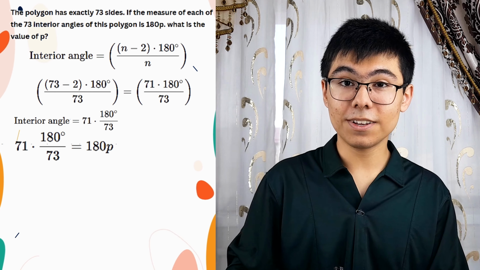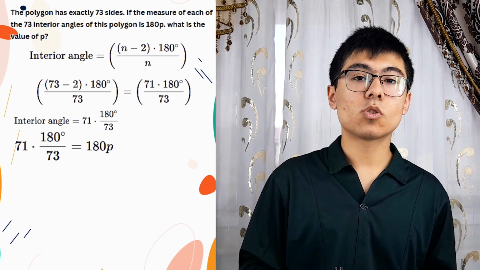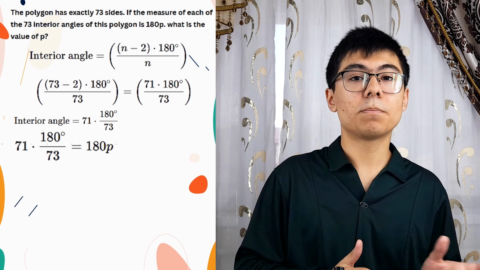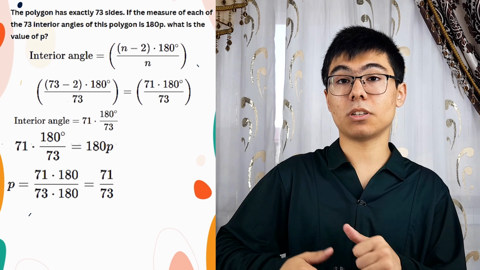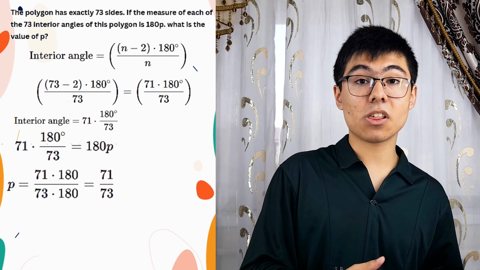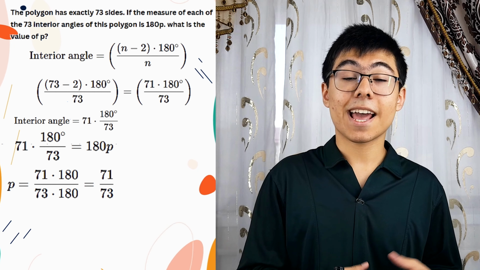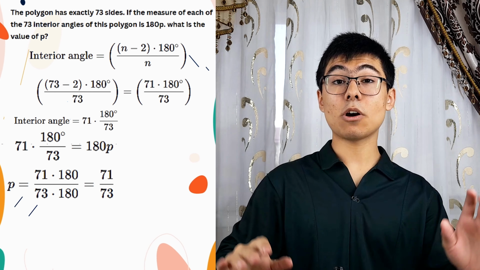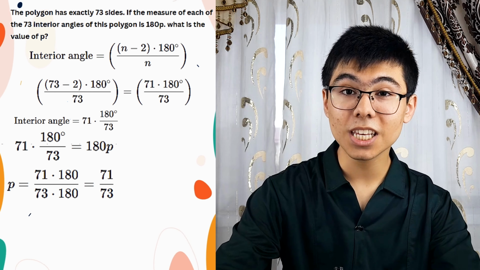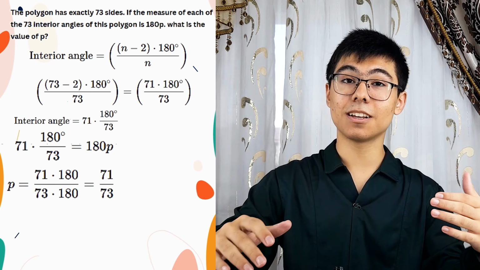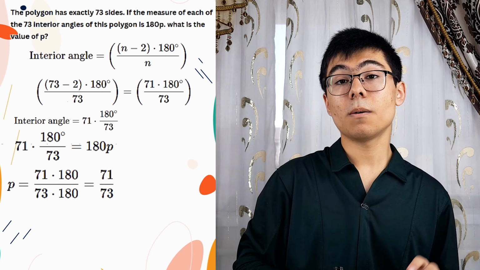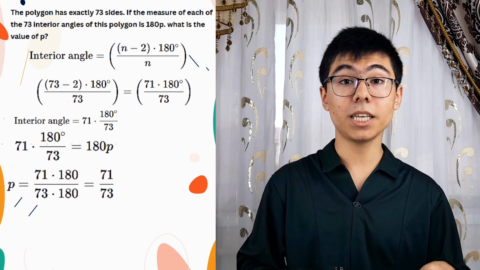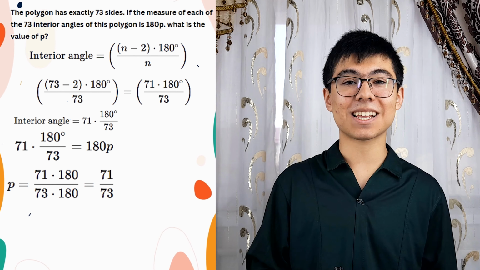Our fifth step is solving for p. To isolate p, let's divide both sides by 180. P equals 71 multiplied by 180 divided by 73 multiplied by 180. And that gives us 71 over 73. Our final, but one of the most important steps, is confirming the answer. By going through all these six steps, we found that p equals 71 divided by 73.